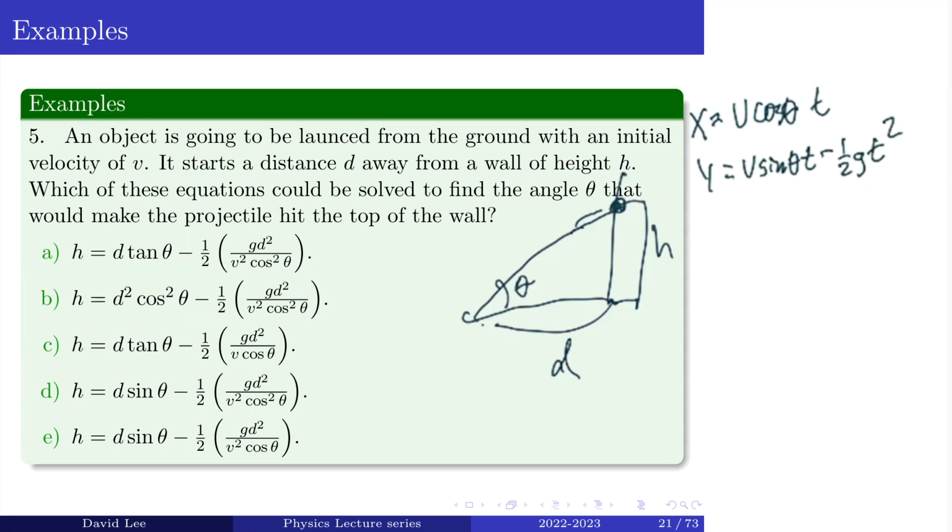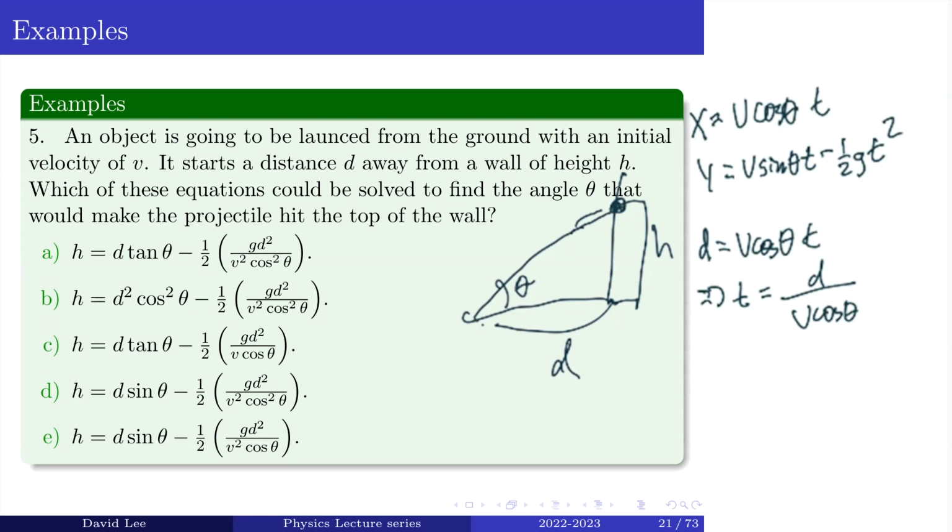Okay, so now what happens when the projectile hits the wall? Well, we know that the wall is a distance d away. So we have to have d equal to v cosine theta t once the projectile hits the wall. So from here, we can solve for t. t equals d over v cosine theta.